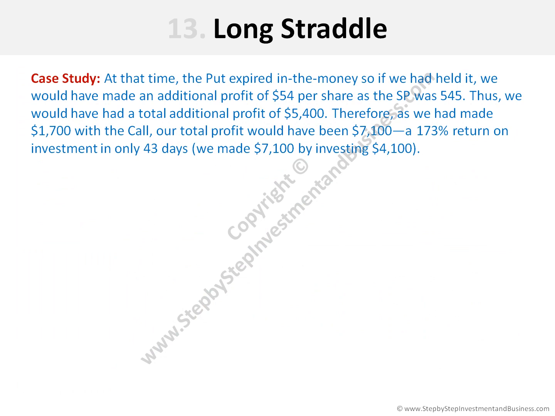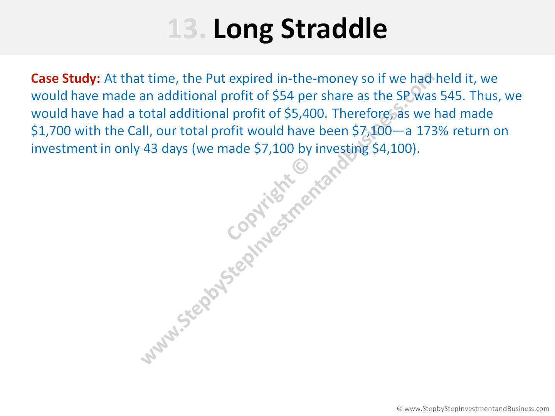At that time, the put expired in the money, so if we had held it, we would have made an additional profit of $54 per share, as the strike price was $545 and the stock price was $491. Thus, we would have had a total additional profit of $5,400. Therefore, as we had made $1,700 with the call, our total profit would have been $7,100, making a 173% return on investment in only 43 days. That is, we made $7,100 by investing $4,100.